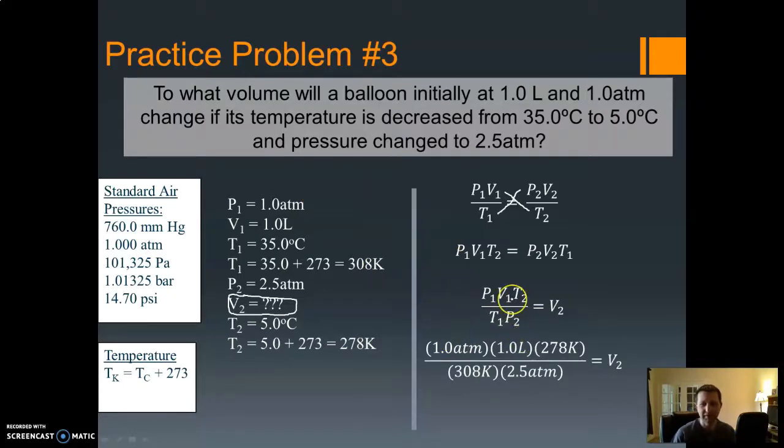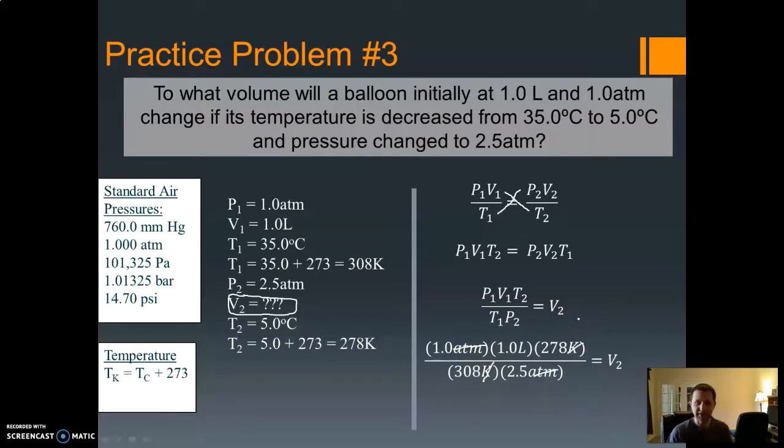P1 is 1 atmosphere, V1 is 1 liter, T2 is 278 Kelvin, right? It's T2, right? Students always go P1, V1, T1, and then put the 2's on the bottom. Well, no, that's not what the equation looks like. And then your T1 is 308 Kelvin, and P2 is 2.5 ATM. Kelvins cancel right there. Atmospheres cancel right there. Okay, I'm not going to mess this one up this time.